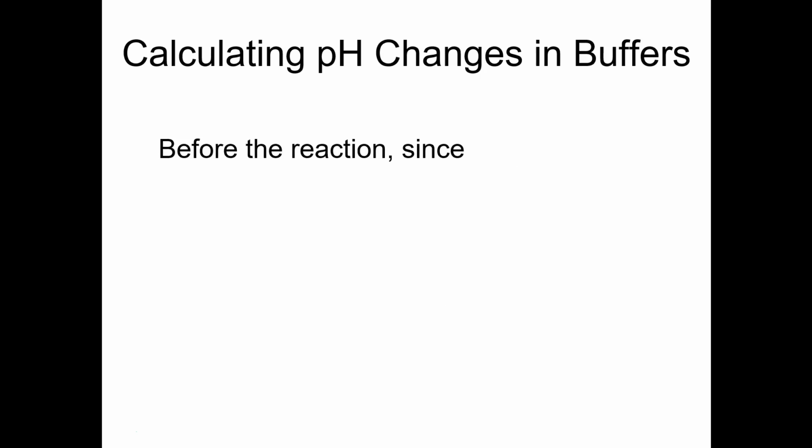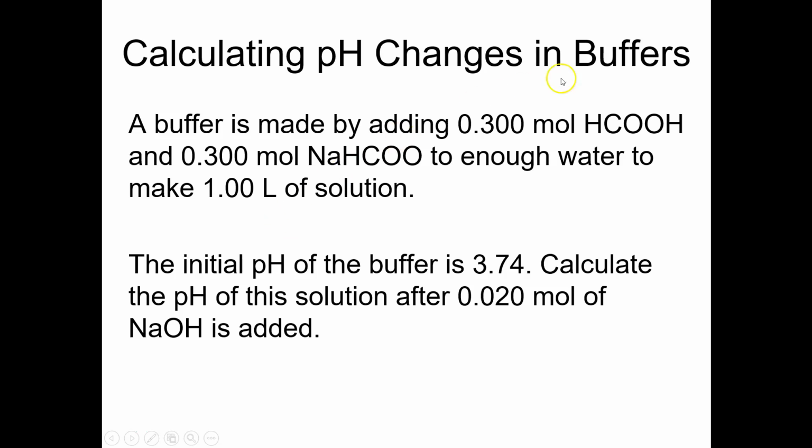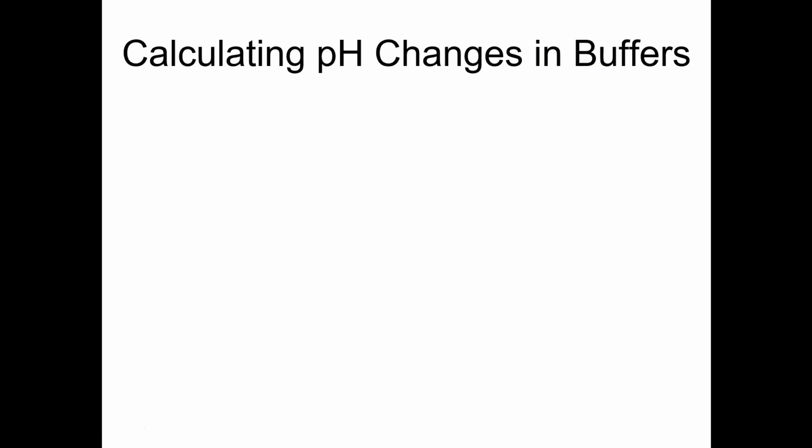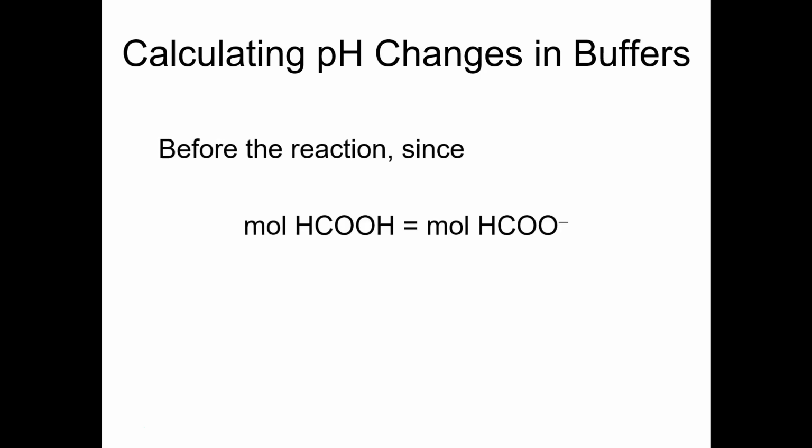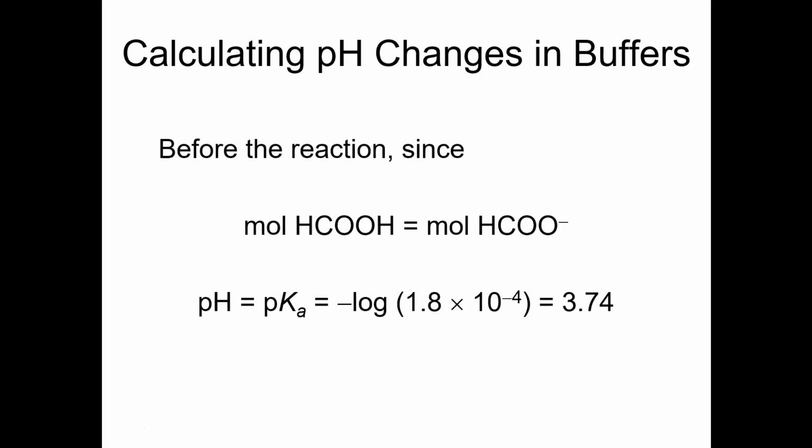All right, well, the initial pH, because the concentrations of formic acid and formate are the same, that puts us in the situation where the pH is equal to the pKa. And therefore, the pH is going to be equal to the negative log of 1.8 times 10 to the minus 4, which is 3.74. So that's our initial pH.